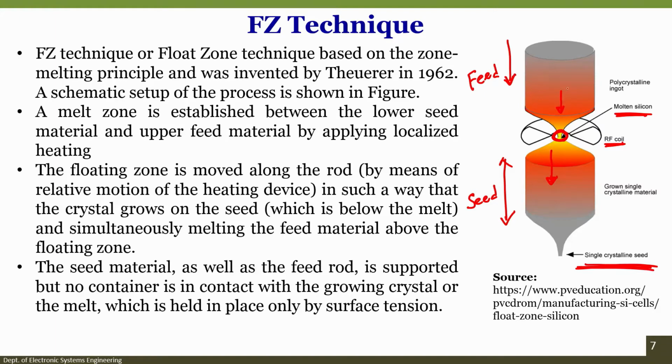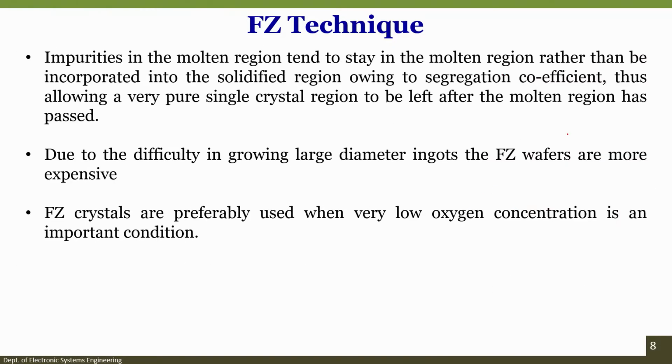The seed material as well as the feed rod is supported, but no container is in contact with the growing crystal or the melt, which is held in place only by surface tension. The good thing is that because of this, impurities in the molten zone tend to stay in the molten zone rather than be incorporated into the solidified region. That means the quality of the wafer that you get using the FZ technique is way better compared to the CZ technique.